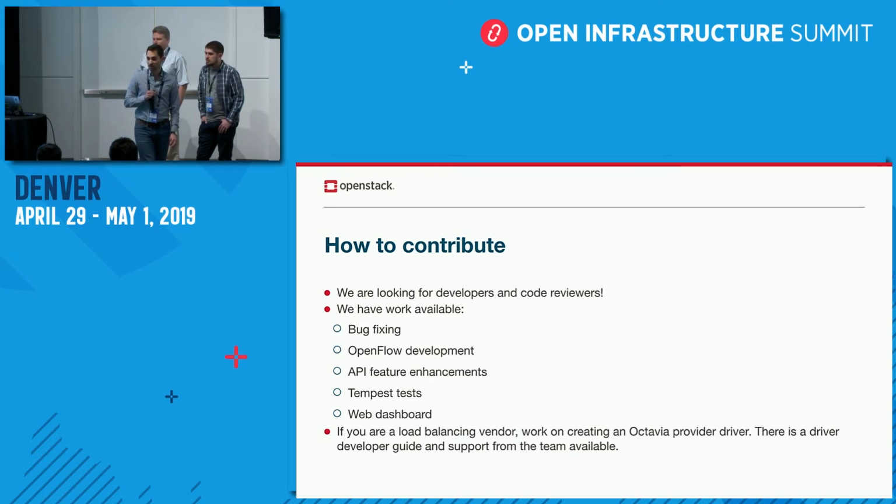We are looking for developers and code reviewers right now. There's a lot to be done: bug fixing, OpenFlow development for active-active, for example, API feature enhancements, and more Tempest tests. We don't test everything right now. We do test a lot, but recent features we do not test yet in Tempest. And also the web dashboard. We have been adding a lot of features to OpenStack and to the client, but the dashboard sometimes is behind on feature parity. And of course, we would love to work with load balancer vendors.